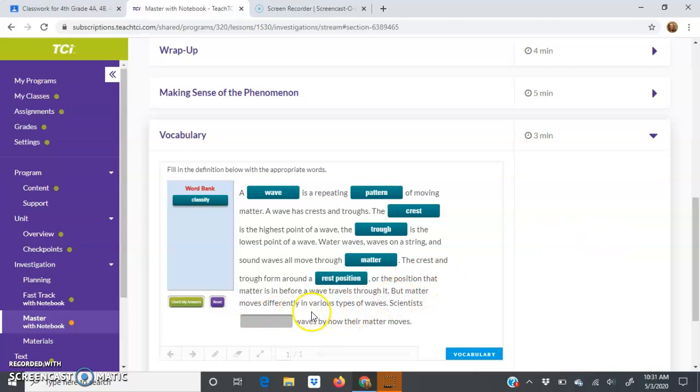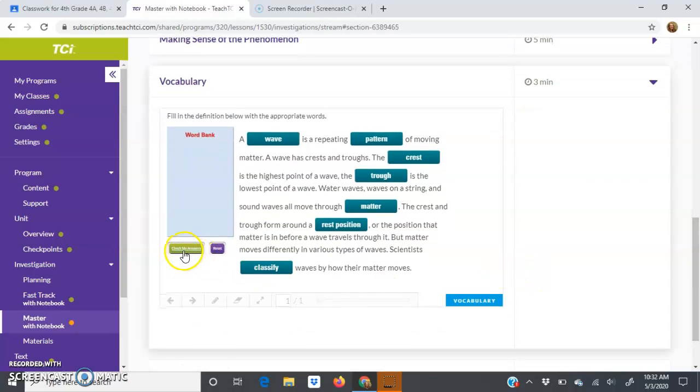But matter moves differently in various types of waves. Scientists, our last one, what do scientists do with many things? They classify. Scientists classify waves by how their matter moves. Now, let's check and see how I did. Check my answers. We got them all right. We did a great job.